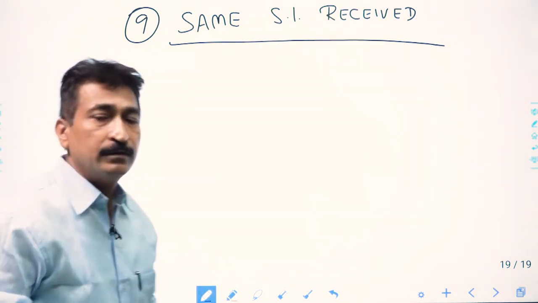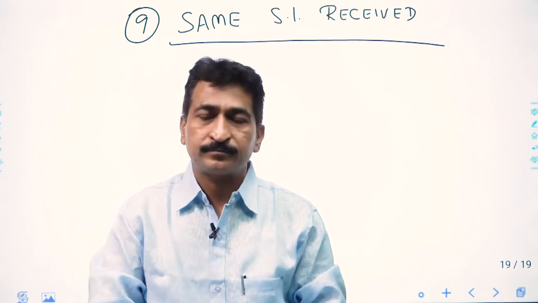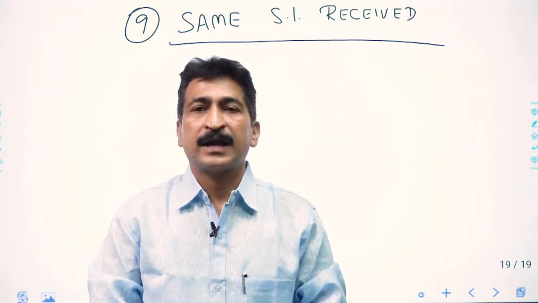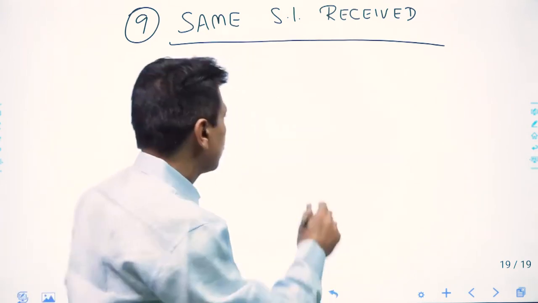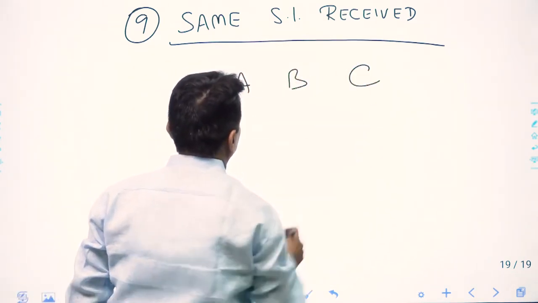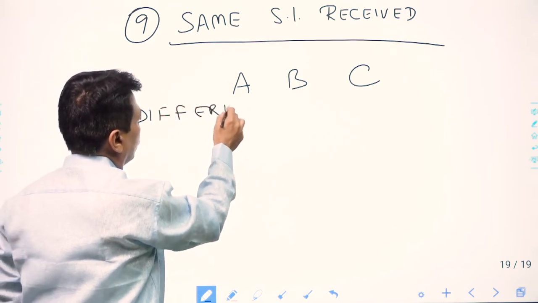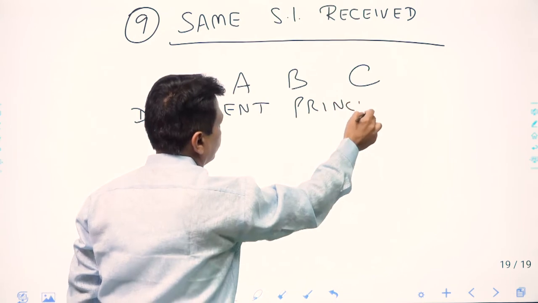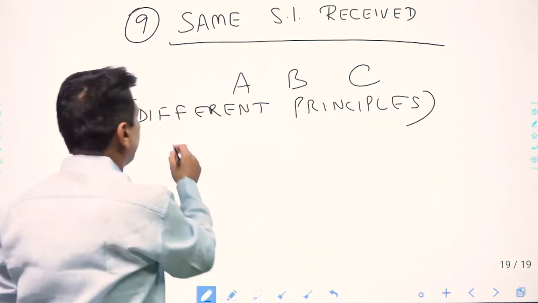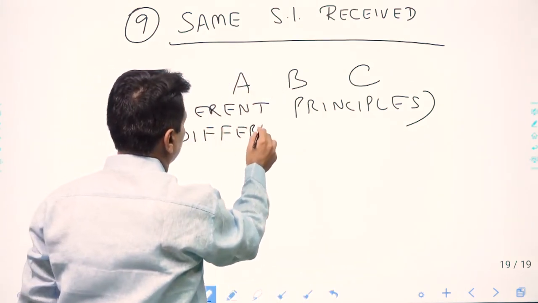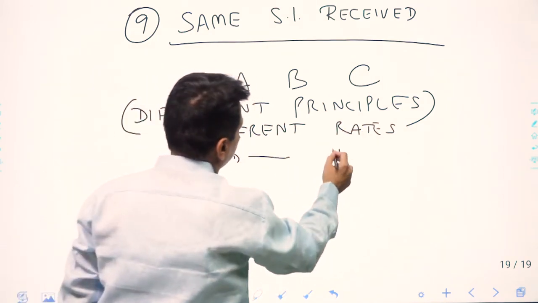Next type is when you receive the same simple interest in different cases. For example, I give some money to A, some money to B and some money to C. I give different amounts, different sums of money, different principals to A, B and C at different rates, and different time periods.